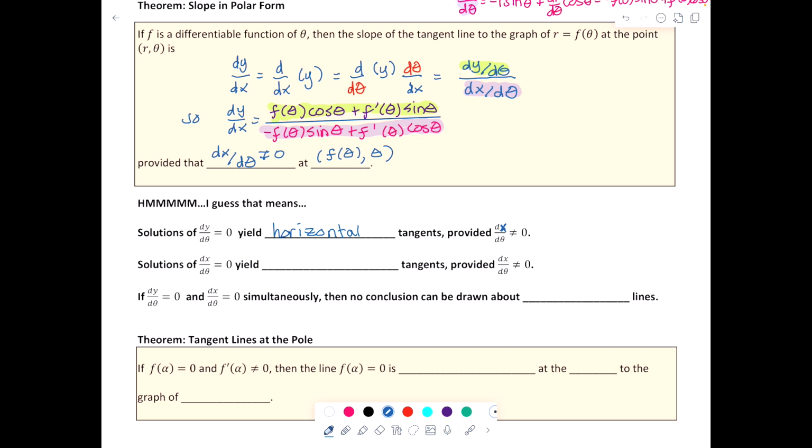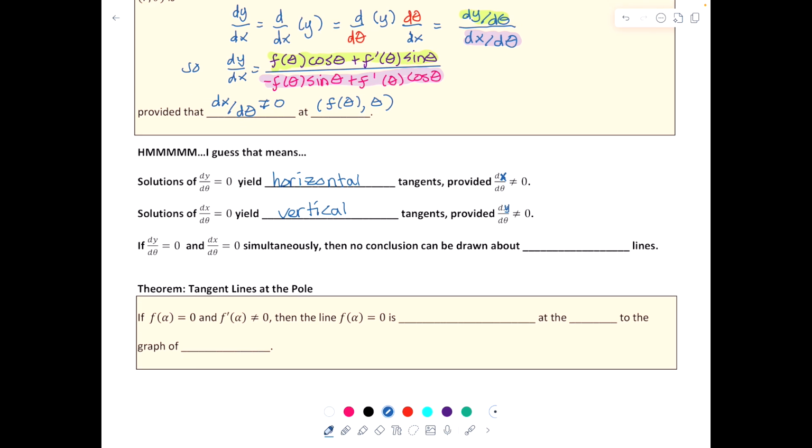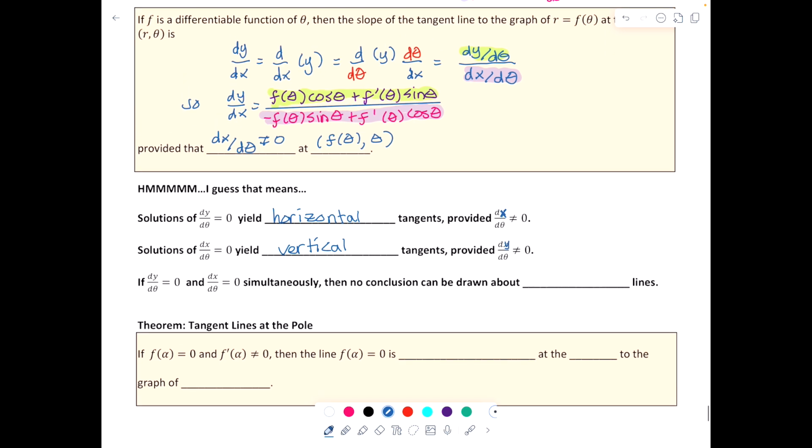That's indeterminate. Okay, and then similarly, solutions of dx d theta equal to 0 yield vertical tangents, provided that dy d theta is not equal to 0 at the same time. So this should be a y. All right, so if dy d theta equals 0 and dx d theta equals 0 simultaneously, then no conclusion can be drawn about tangent lines. All right?